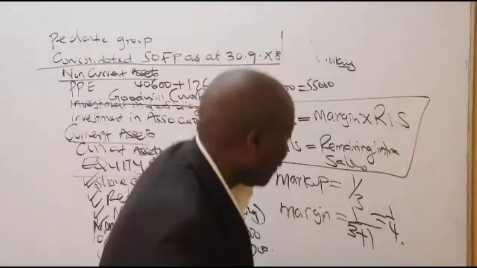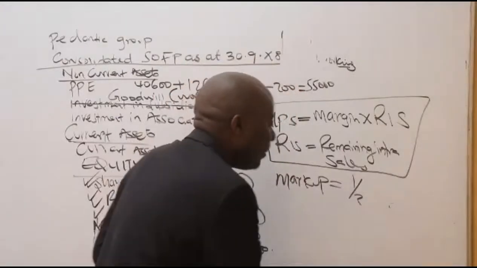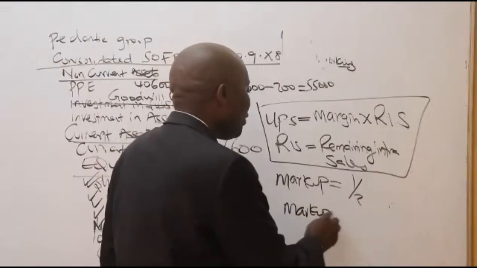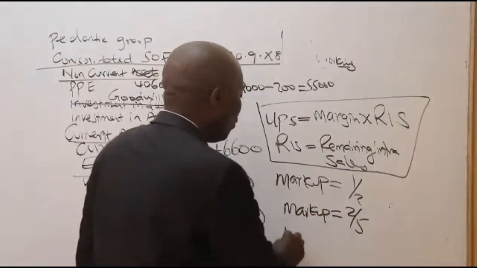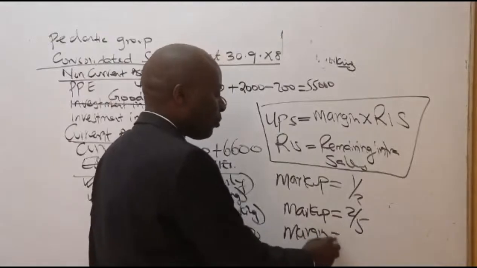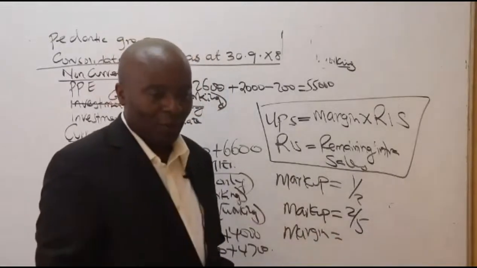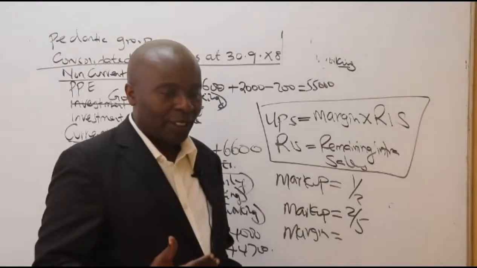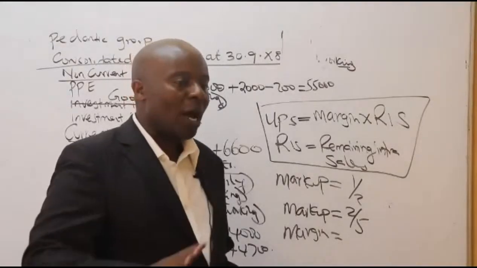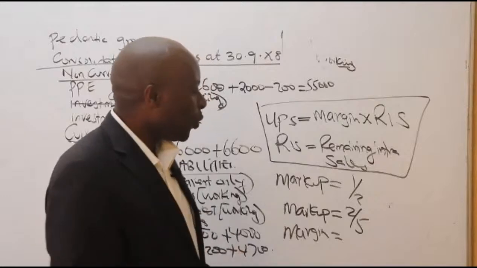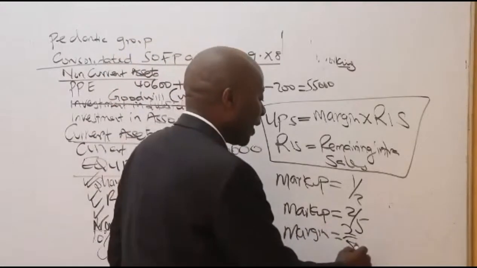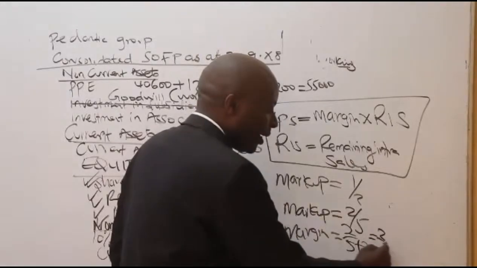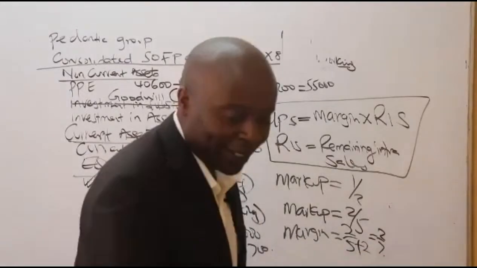But before I run away from this, what if markup was 2/5? What will be the profit margin? Profit margin will be 2/7. There are students who believe that to get the margin denominator you always increase by 1. One is not a formula. We take 2/5 and add the numerator to the denominator, which gives me 2/7. Ladies and gentlemen, this examiner is a nice examiner.